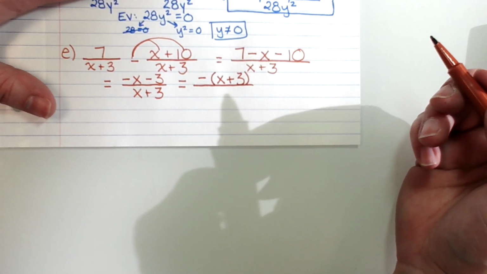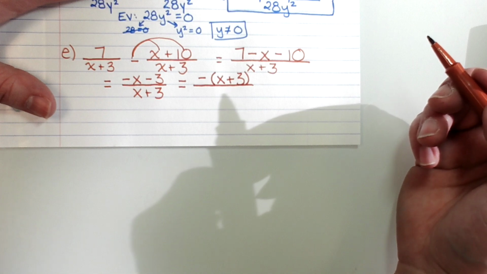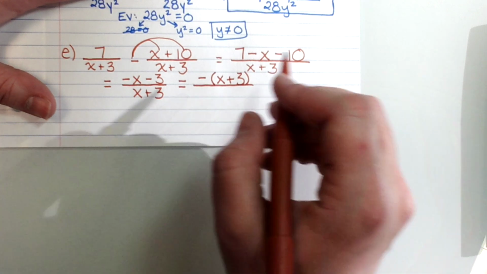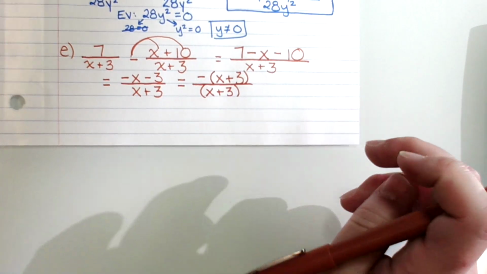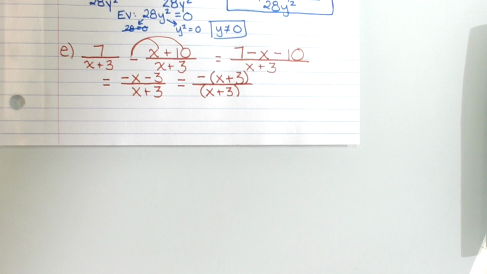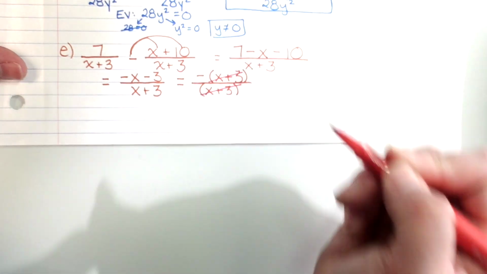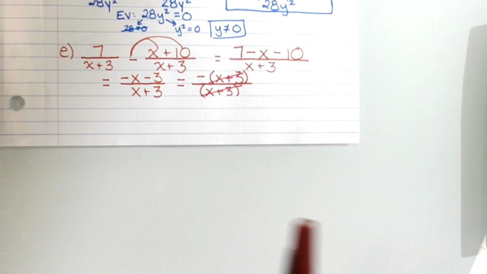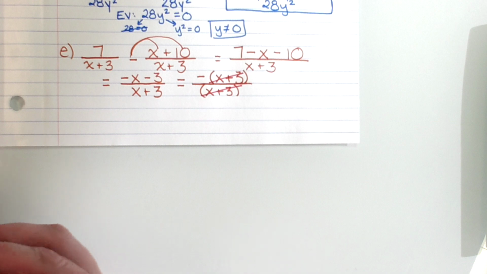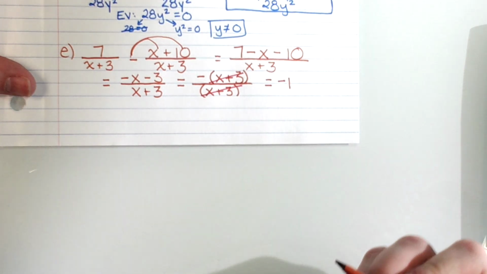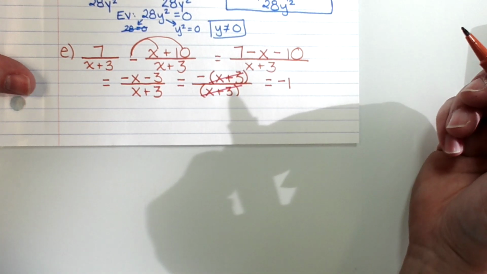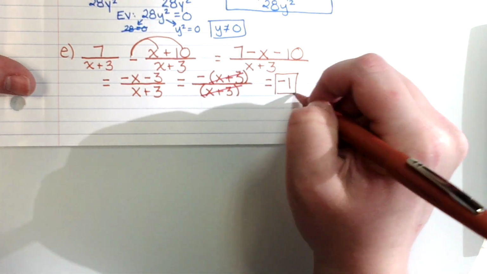Can I factor x plus 3? No, but it's got a plus sign, which means I should put it in parentheses to remind myself I tried. Can I simplify? Yes, what's on both top and bottom? X plus 3, they die a painful death, and I am left with negative what? 1. Everything disappears. Remember, when you're dividing, it becomes a 1, not a 0.